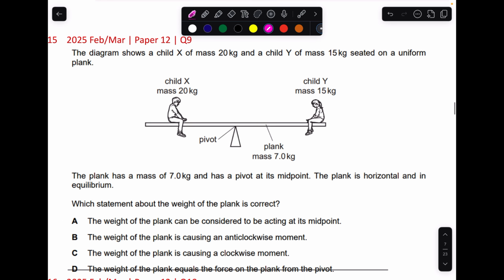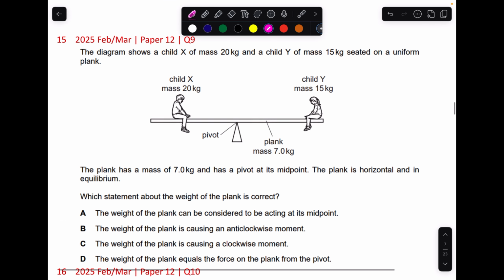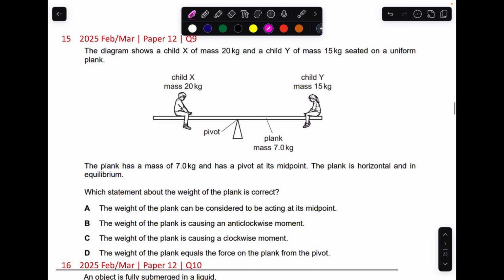In the next question, the diagram shows a child x of mass 20 kg and a child of mass 15 kg seated on a uniform plank. The plank has a mass of 7 kg and has a pivot at its midpoint. The plank is horizontal and is in equilibrium. Which statement about the weight of the plank is correct? The weight of the plank can be considered to be acting at its midpoint.